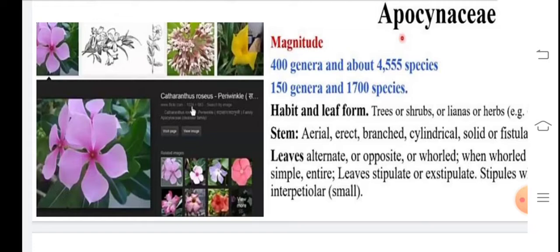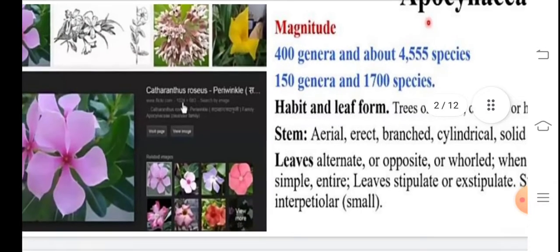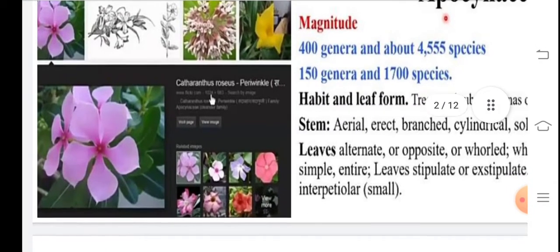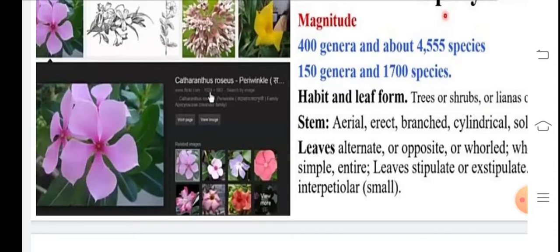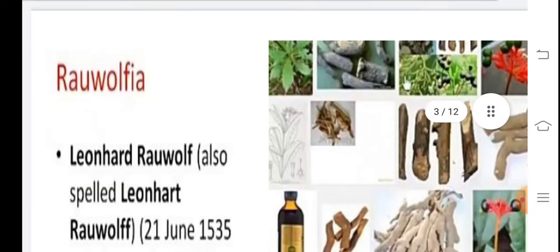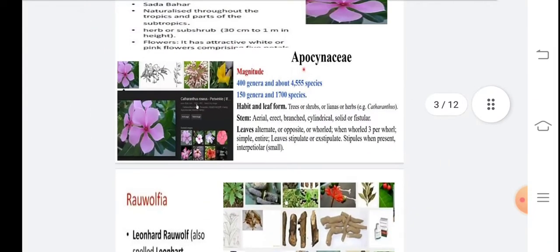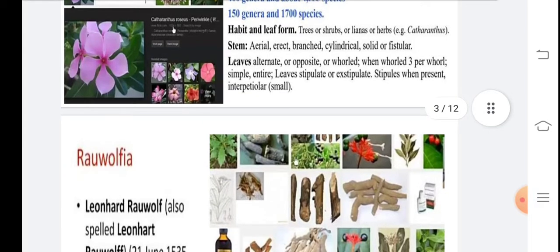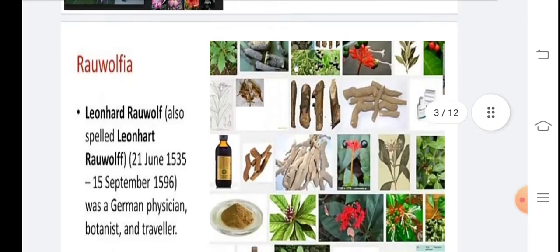Habit and leaves. Generally in this family the other members are trees, shrubs, lianas. Lianas, that is, woody climbers with a woody stem. And you see these are good photographs of the Vinca rosea, Catharanthus roseus. So different leaves are generally alternate, simple, opposite, or whorled, right? And when they are whorled, there are 3 leaves, more than 2 leaves. If there are 2, they are opposite.